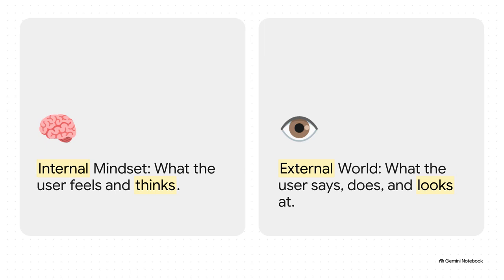Internally, our parent is completely panicking. But externally, in the observable world, they might just be quietly tapping their foot and telling their kid everything is totally fine. That friction, that massive gap between the internal mindset and the external world, that is exactly where our absolute best design opportunities live.